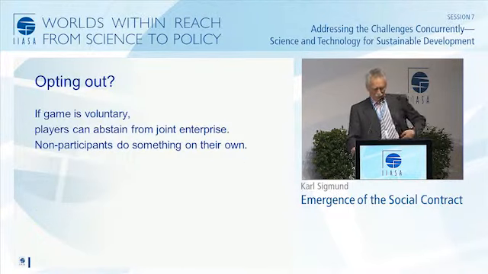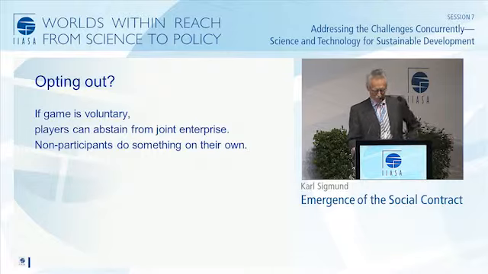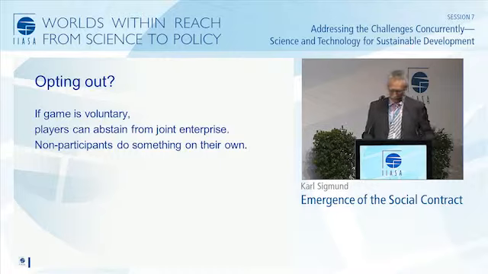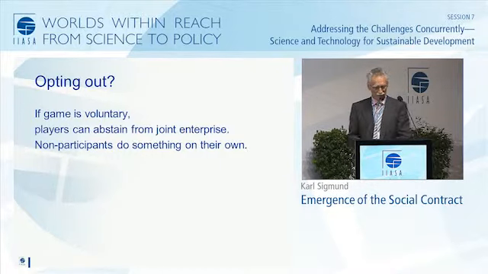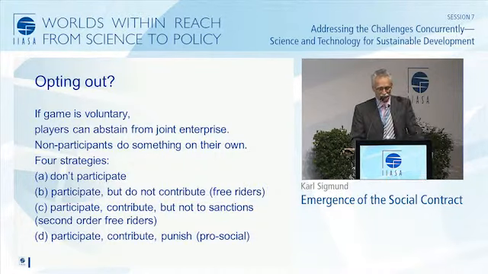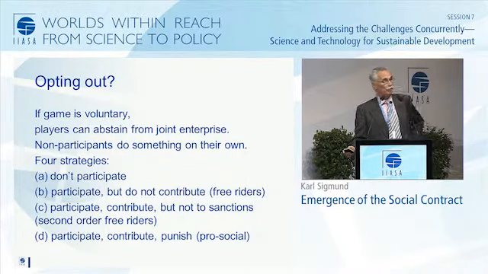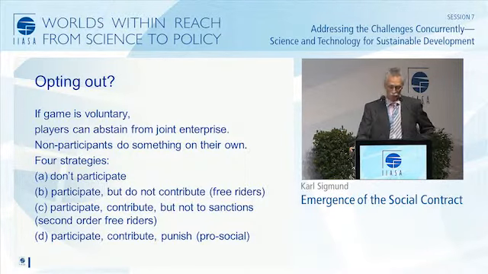Suppose that the participation in the joint enterprise is not compulsory, but voluntary. Players who do not wish to engage in the risky joint enterprise can do something on their own which does not depend on what the others are doing. Non-participants neither contribute to the cost nor do they benefit from the outcome of the joint enterprise. The remaining strategies are to participate but not to contribute, to participate to contribute but not to the sanctions, or to participate to contribute and to punish. This is a pro-social behavior.